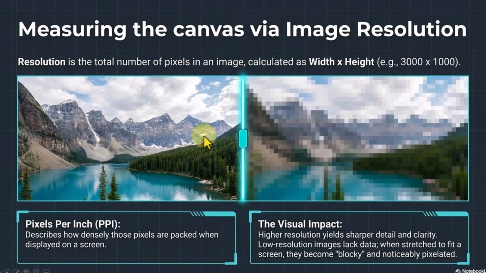Low resolution images lack data. When stretched to fit a screen, you will see a blocky or pixelated image like this. If the resolution of an image is small and you stretch it to make it larger, you may see broken or pixelated colors.